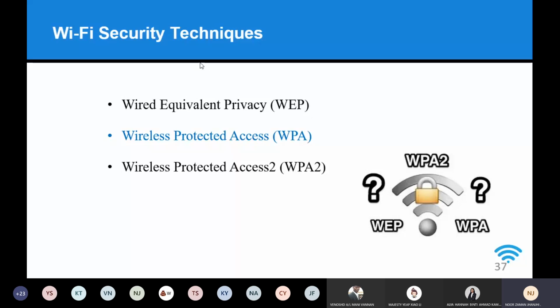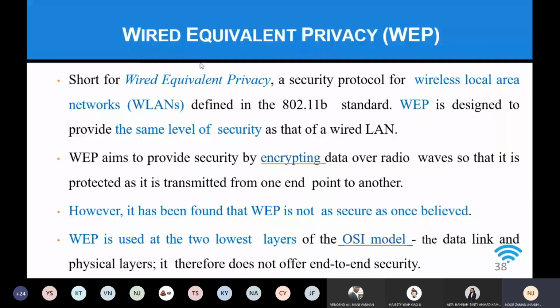Wi-Fi security techniques are mainly three: number one, WEP, which is Wired Equivalent Privacy; number two, WPA, which is Wi-Fi Protected Access; number three, WPA2, which is the latest version. WEP, the first one, known as Wired Equivalent Privacy, was the first to be introduced, and it was considered to have the same privacy level as we have in our wired network. But it was not so in actuality. It was very, very weak.